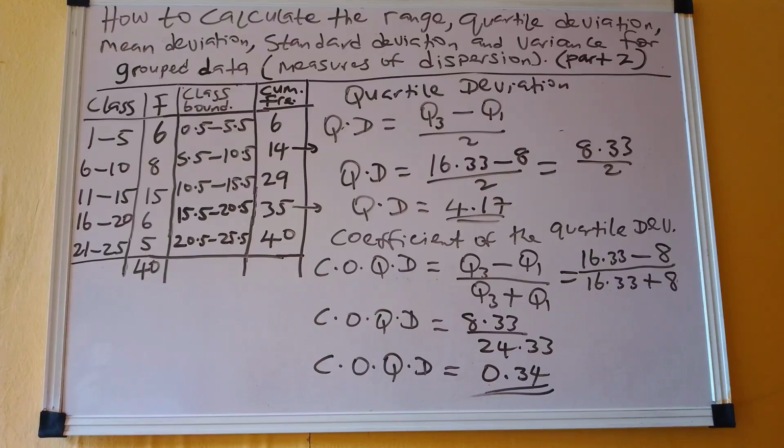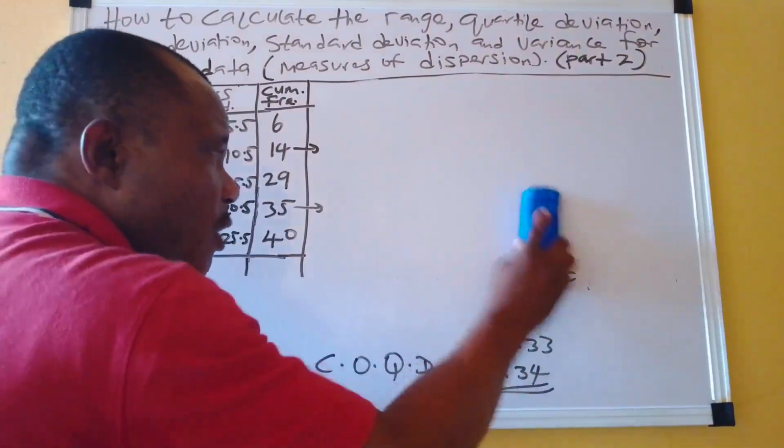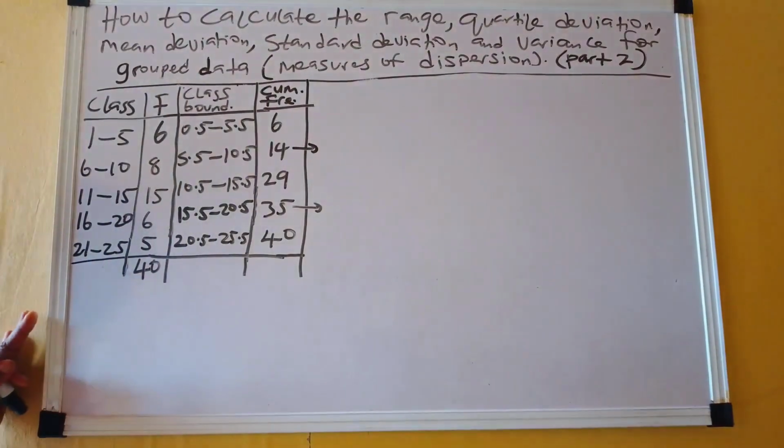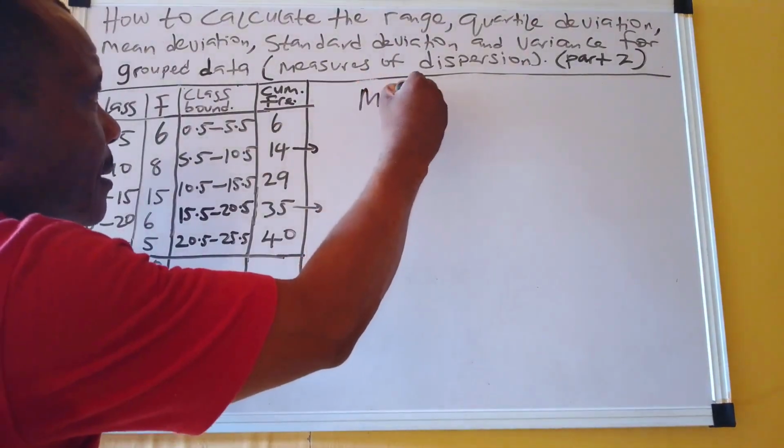So the third on the line is our mean deviation. Please note, our mean deviation has three parts. It has the mean deviation about the mean, the mean deviation about the mode, and the mean deviation about the median. So let's go ahead and calculate our mean deviation. Before we calculate the mean deviation, we will first of all have to calculate the mean, the mode, and the median.